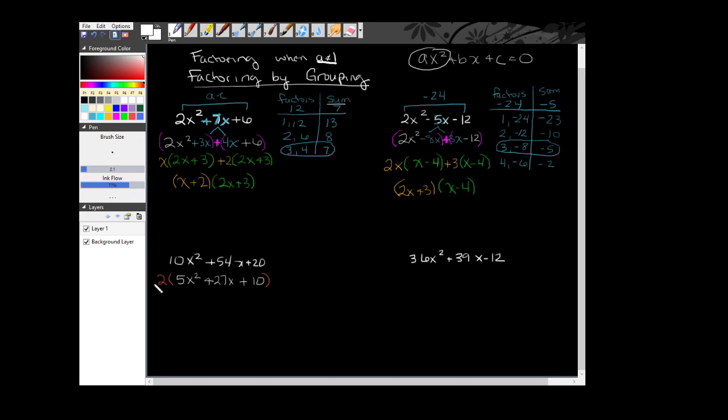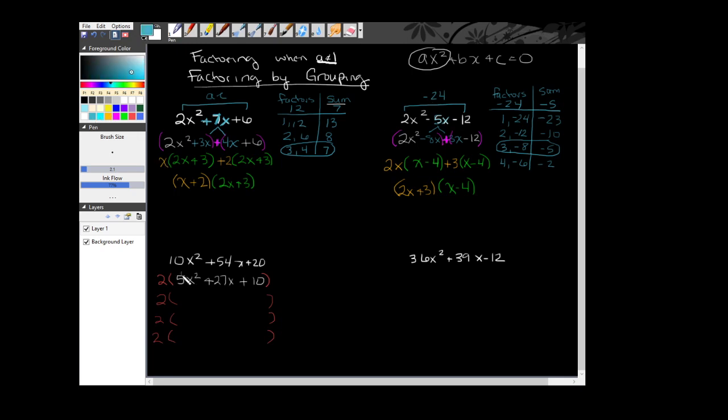So now that GCF is just going to hang out in front of my problem. It's not going to actually change anything or affect anything. So if you notice, I'm just going to create a couple of steps here, where I have that GCF hanging out front and I don't have to worry about it. So then we're going to proceed like normal.